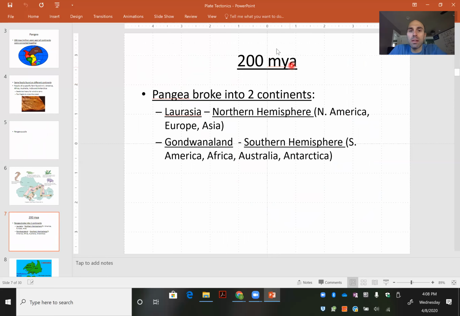So 200 million years ago, we had this Pangea. And then all of a sudden, Pangea broke into two larger continents. We had Laurasia, which was the northern hemisphere. It was composed of what we think to be North America, Europe, and Asia. And then we have Gondwanaland, the southern hemisphere, which is South America, Africa, Australia, and Antarctica.